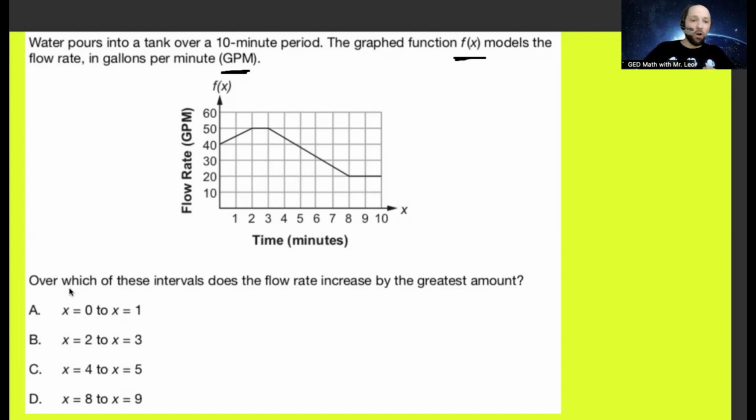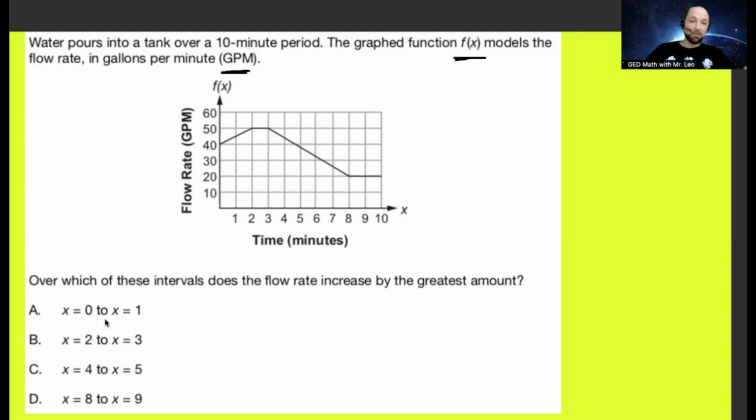The question is, over which of these intervals does the flow rate increase by the greatest amount? We've got some options here. Notice these are intervals, so you could choose when x is 0 to x is 1. Well, notice the x's, that is the x-axis, that's essentially time. All of these answer choices refer to time.